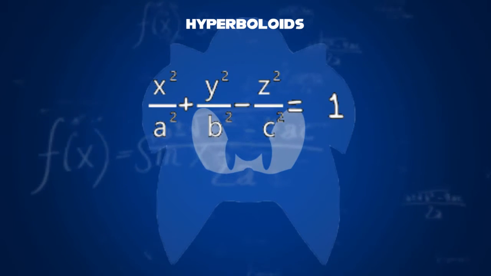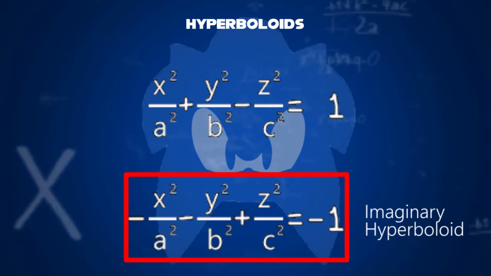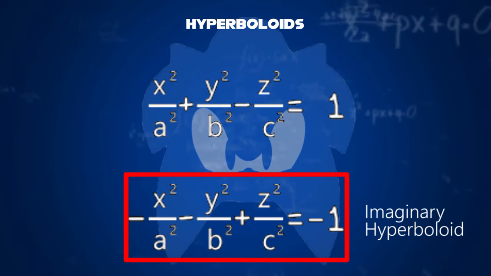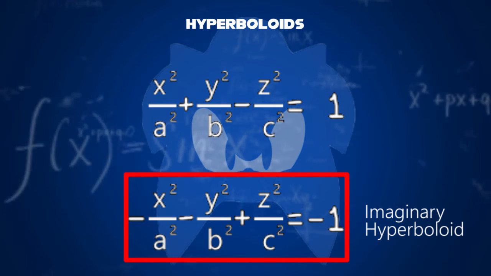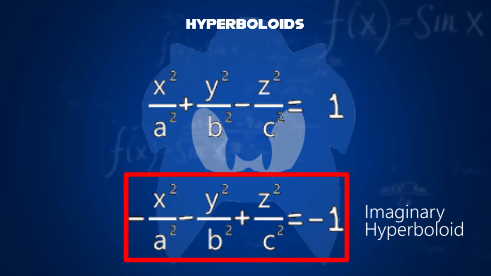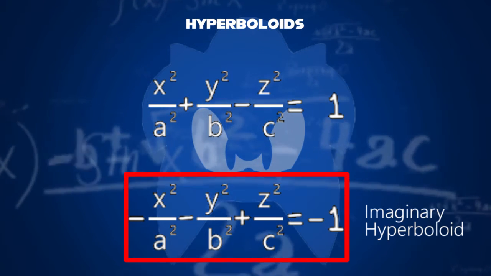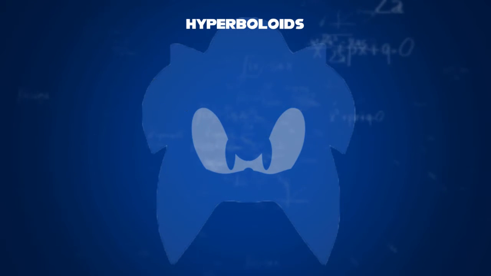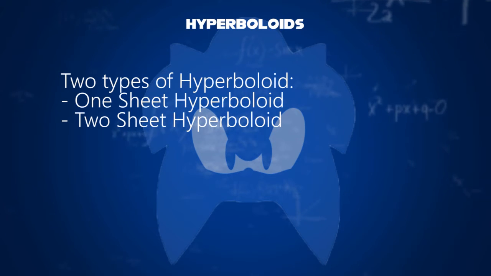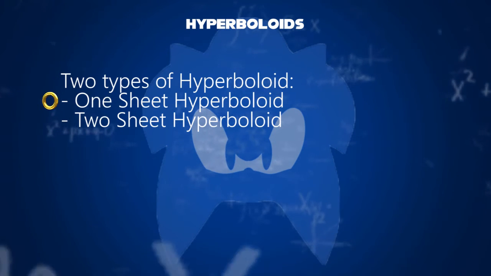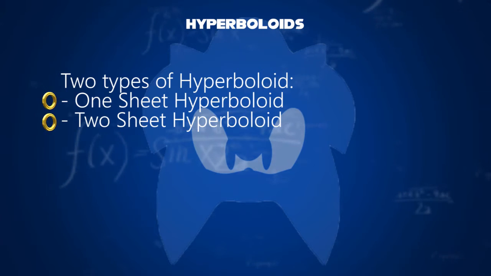If all the signs change, that is minus x squared by a squared, minus y squared by b squared, plus z squared by c squared, equal to minus 1, this equation is called an imaginary hyperboloid. There consists of two types of hyperboloid: hyperboloid of one sheet, and hyperboloid of two sheets.